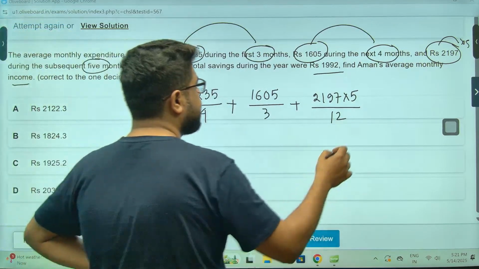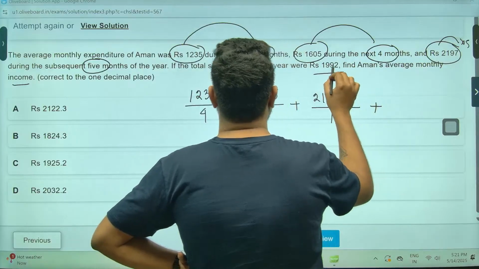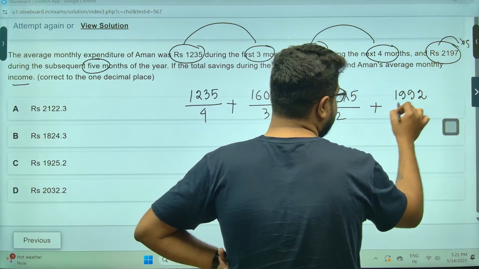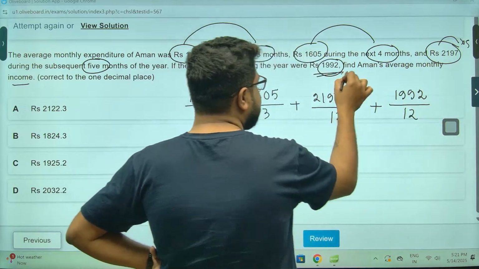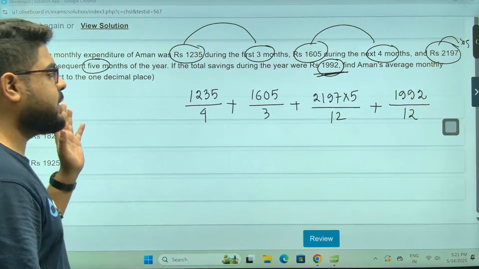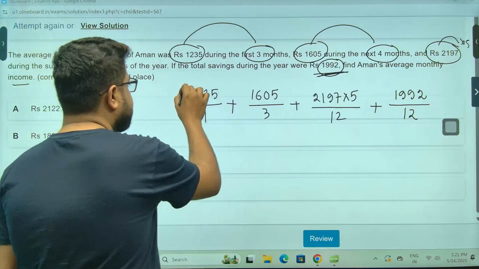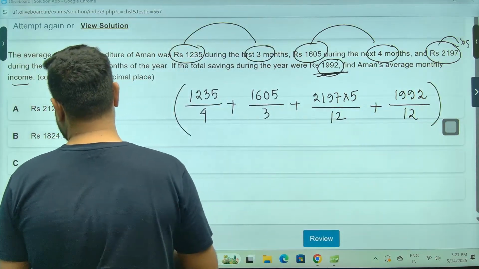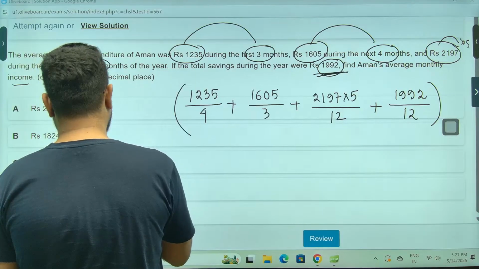This is the average plus this is the total savings. So it will be 1992 divided by 12, sir. This is the yearly savings. So monthly means the total by 12. So this is the answer. बाप रे, कैलकुलेशन तो करना है सर. Any clues? No clues, sir.